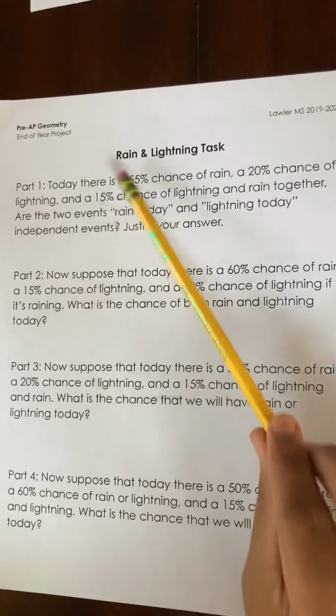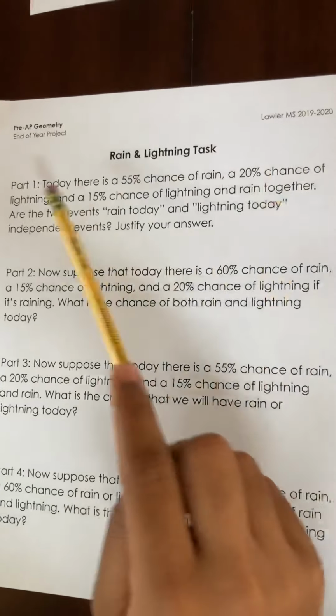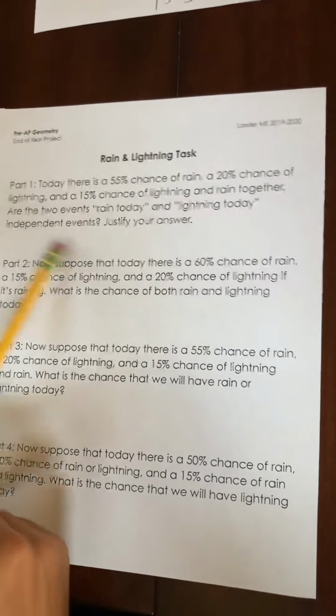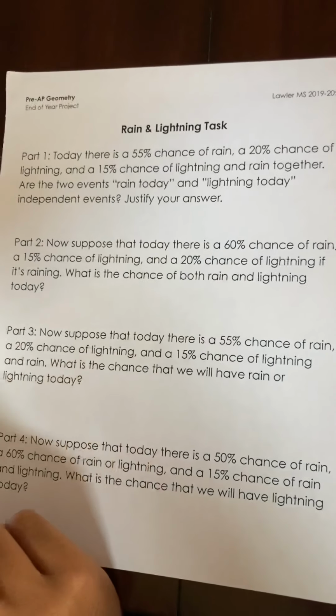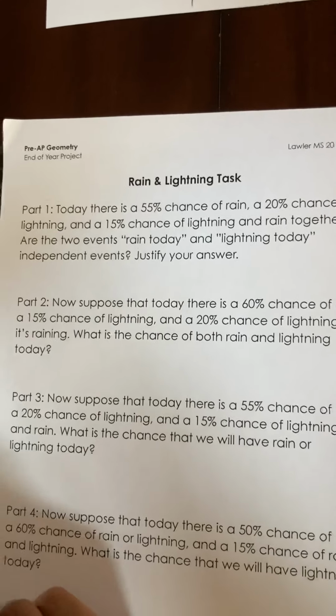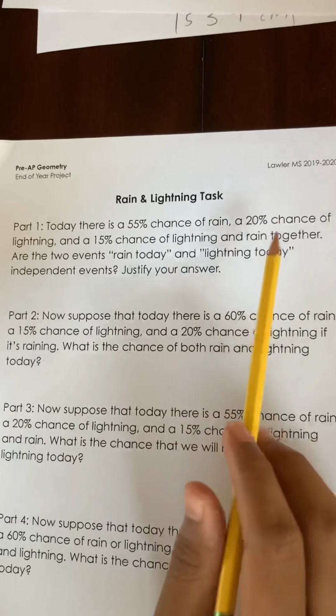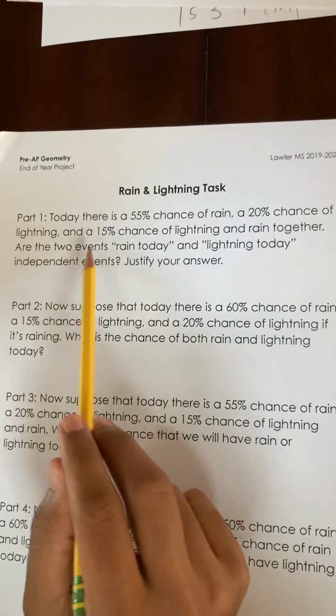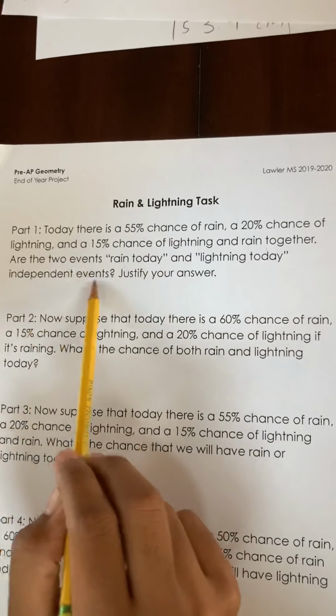Right, so this is a rain and lightning task, or tasks, as there's 4 parts. So let's start with part 1. Today there's a 55% chance of rain, a 20% chance of lightning, and a 15% chance of rain and lightning together. Are the two events, rain today and lightning today, independent events?